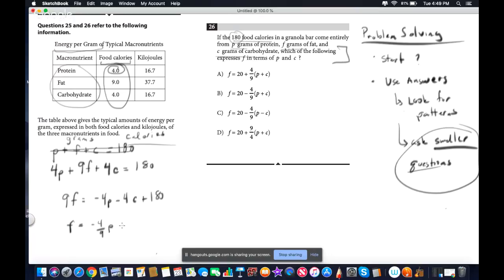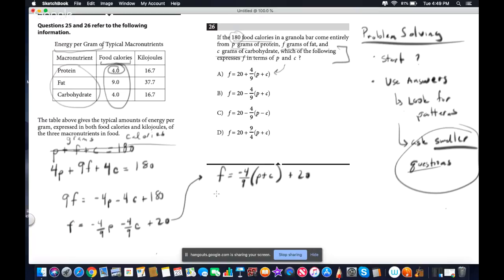I didn't explicitly ask myself that, but I was wondering because I didn't see it anywhere. So divide every piece by 9. Get positive 20 over here. No answer matches this, so it looks like every answer tells us to combine P's and C's in parentheses. So let's do that. You might say F equals, you might pull the negative 4/9 out. P plus C, right? Negative 4/9 times both of those, plus 20.